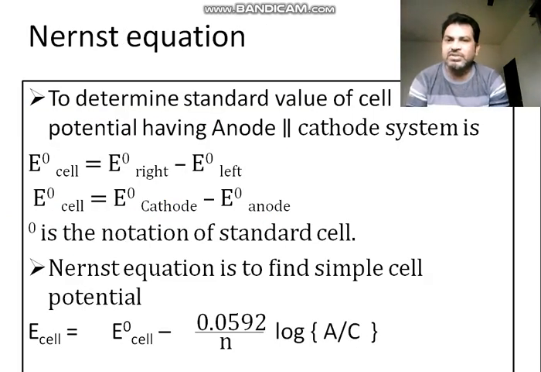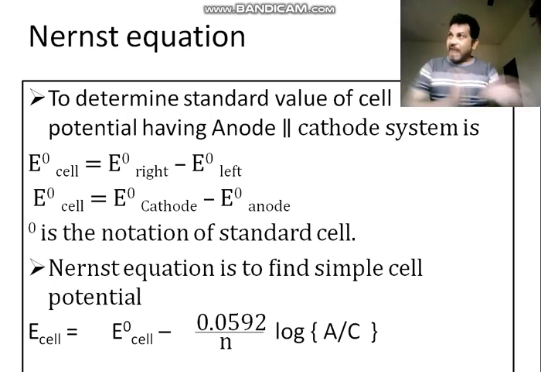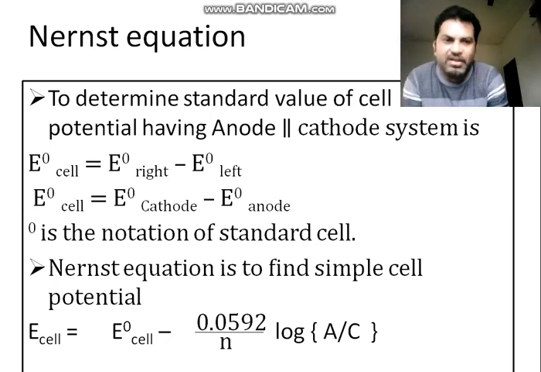To determine the standard value of cell potential having an anode and cathode system, that is, the anode and cathode used with the salt bridge, the standard potential is E degree cell equals E degree right minus E degree left, that we have studied. E degree cell, always the right side remains the cathode and always the left side remains the anode, so we are going to take E degree cell equals E degree cathode minus E degree anode.